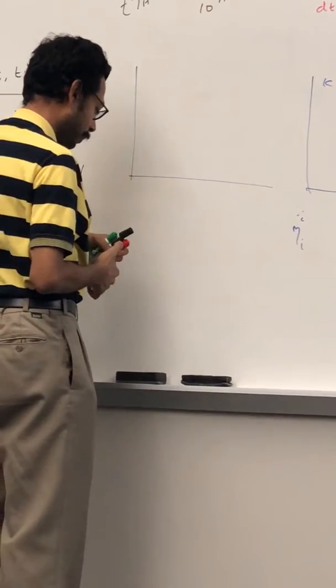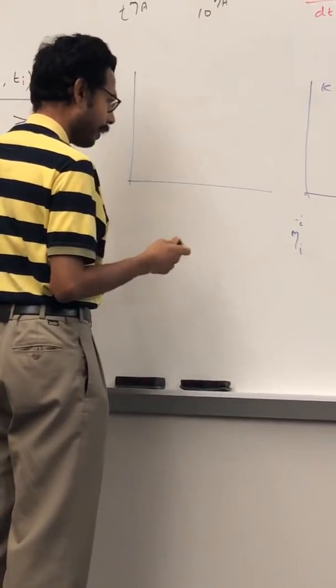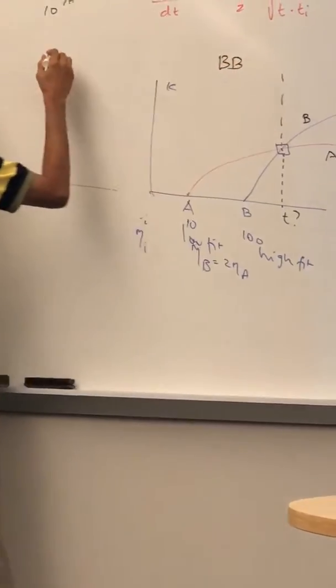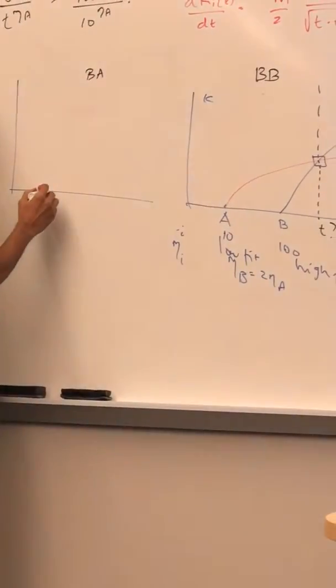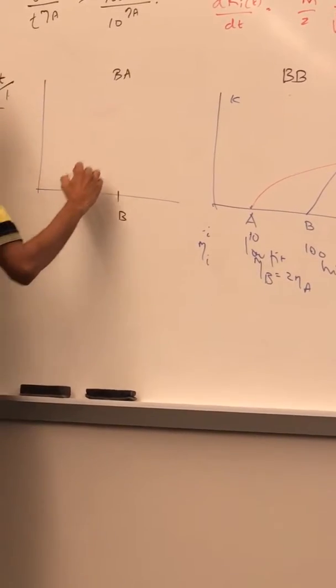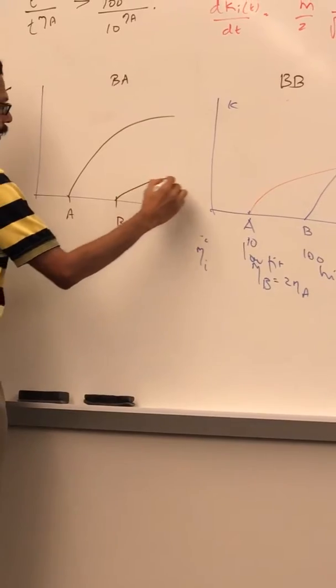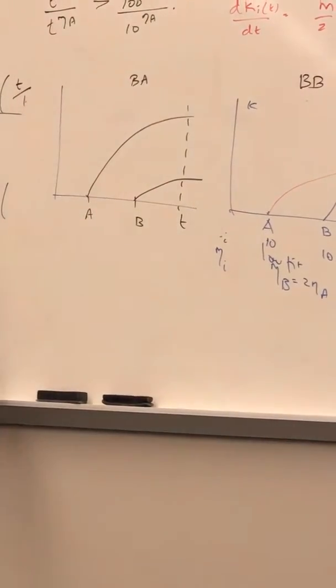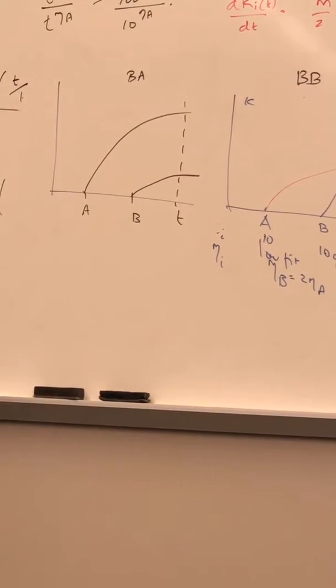Okay, if it was the BA model, so this is under the BB model. So it was a BA model, it has A and B joining. So at some future time t, it will be like this. Okay?